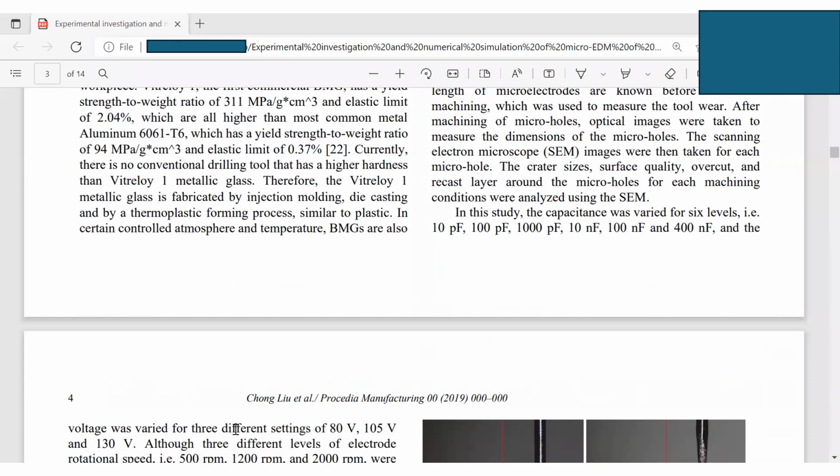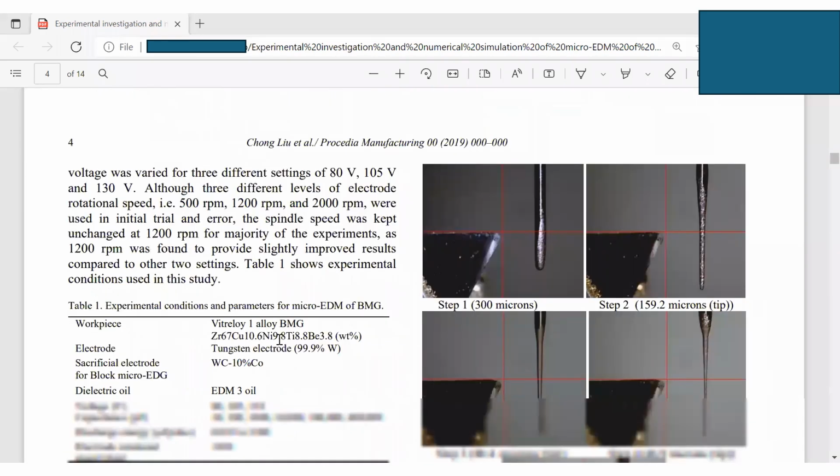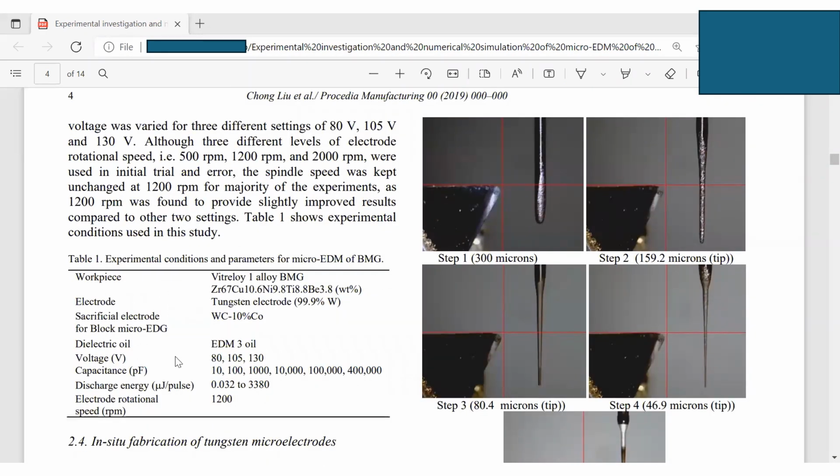For the text, you can take a look if you have time. Right? So these are the material parameters we used in our research. The workpiece, electrode, and sacrificial electrode. This is the micro electrode. For the dielectric oil, we use EDM3 oil. Voltage we apply, capacitance, and discharge energy, which is in microjoules per pulse. The rotation speed of the electrode is also given here.